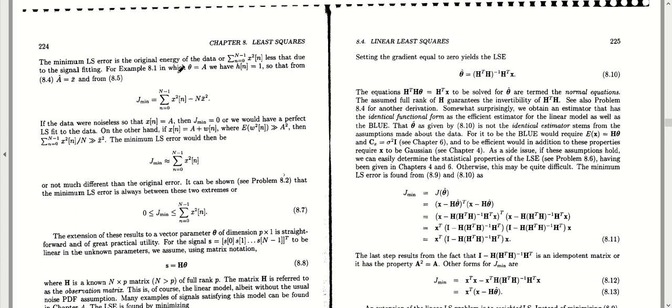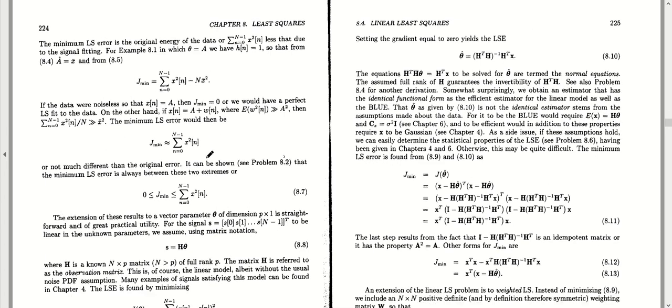If in the DC level problem there is no noise to begin with, then taking x bar gives you a perfect value of A, so J is 0, meaning there is no error. Of course, this is an extreme case. On the other hand, if x is equal to A plus w, then the minimum error would be something like this, because this is small, it can be approximated by that.